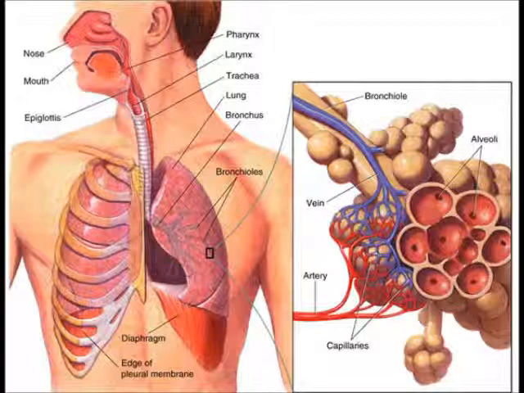Same thing happens when we're coming back. Now we're coming back and we're rich in what? Carbon dioxide. It's going to go to the alveolus by diffusion gradient, from high concentration to low concentration. So it's going to go from where there's a lot of carbon dioxide to where there's a little bit of it, by diffusion to the alveolus, and you're going to exhale and let it out.